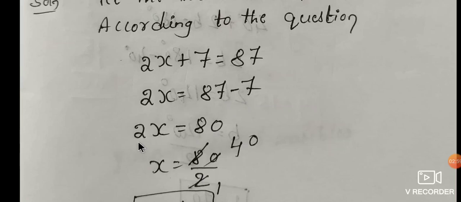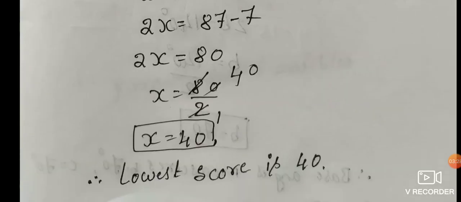Then we should shift this 2 from the LHS to the RHS. This 2 goes to the denominator because it is in multiplication. Then x is equal to 80 by 2. If we divide 80 by 2, 2 ones are 2, 2 fours are 8, 2 zeros are 0. Then x is equal to 40. So the lowest score is 40. Therefore, the lowest score in the class is 40 marks. Yes, next.